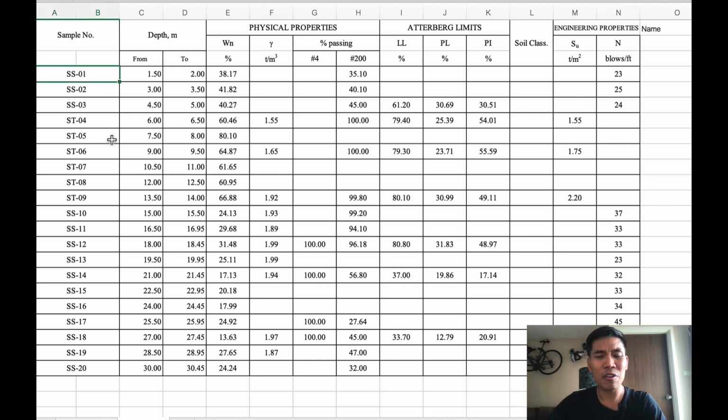So the result is something like this. It is the typical result of soil boring in Thailand or in other countries. Also, it might be something like this. So where should we start?